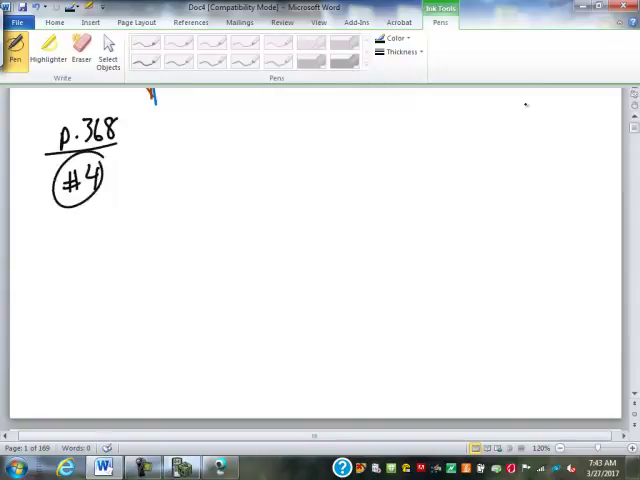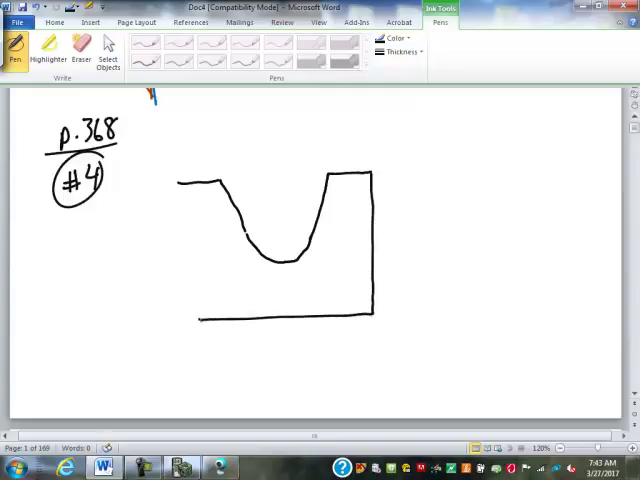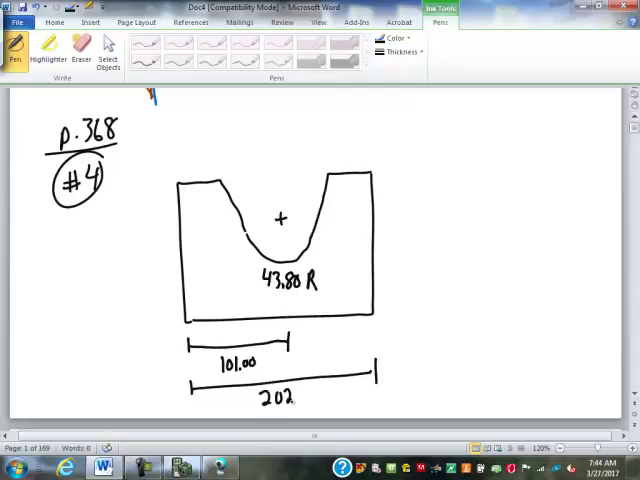So I want to look at number 4 on page 368. This one takes a little bit different look at these types of problems. We have a V cut in a block here, but the bottom of the V is rounded. It is telling us that that is a 43.80 millimeter radius. From one side to center is 101 millimeters. Total width is 202 millimeters.